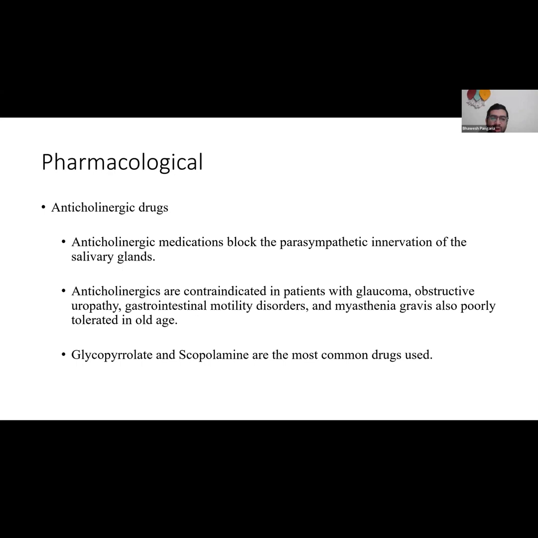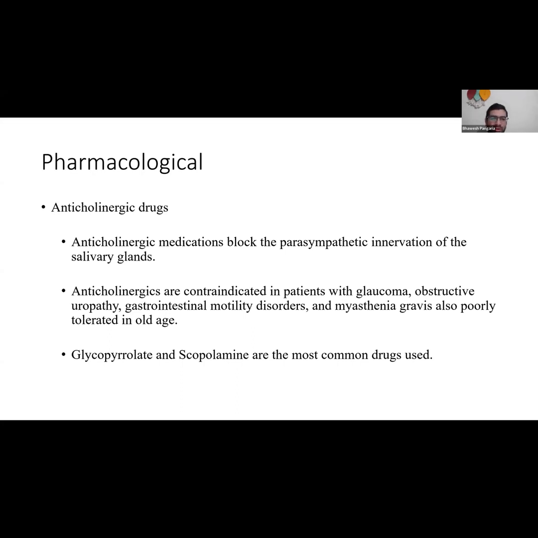But we all know that anticholinergic drugs come with their own side effects. They are already contraindicated in patients with glaucoma, obstructive uropathy, gastrointestinal motility disorders, and myasthenia gravis, and they are very poorly tolerated in old age. As we know, anticholinergics aggravate glaucoma, cause urinary retention, and can decrease gastrointestinal motility. Therefore, they are already contraindicated in those conditions.